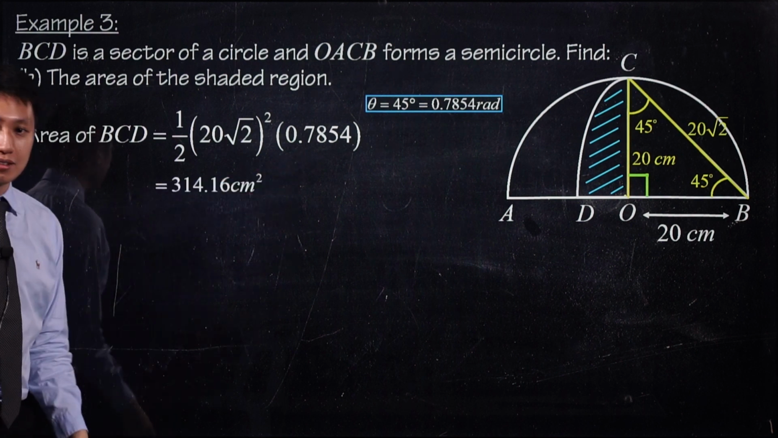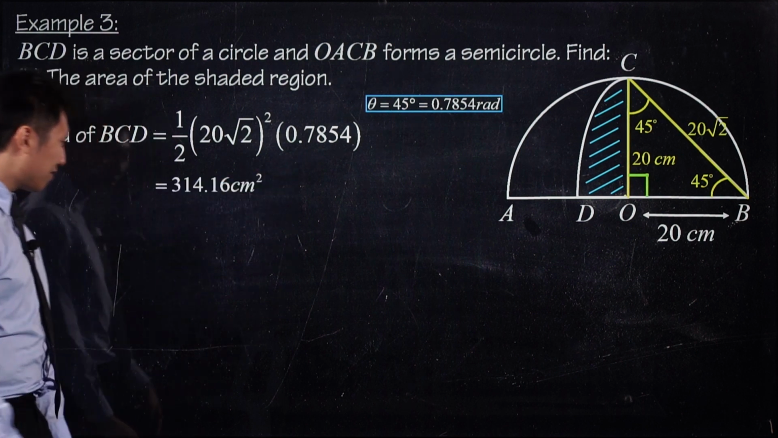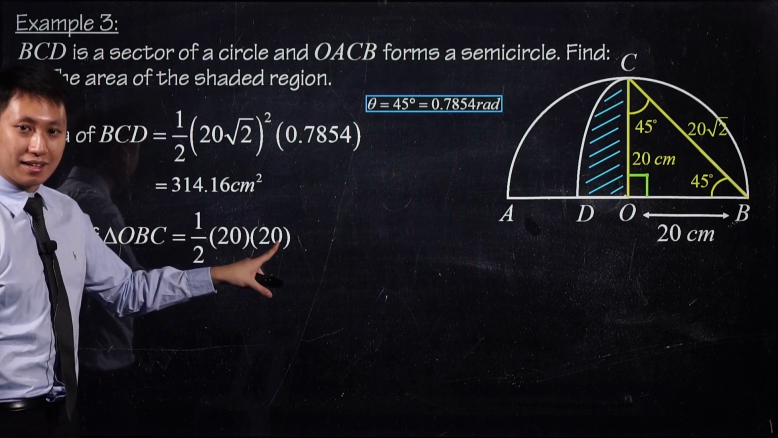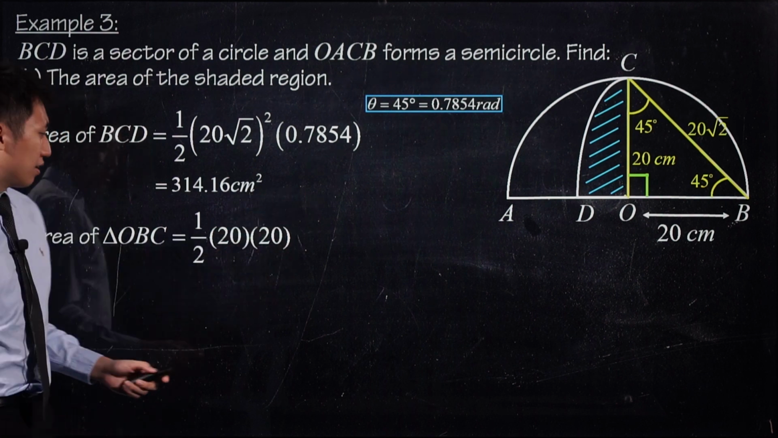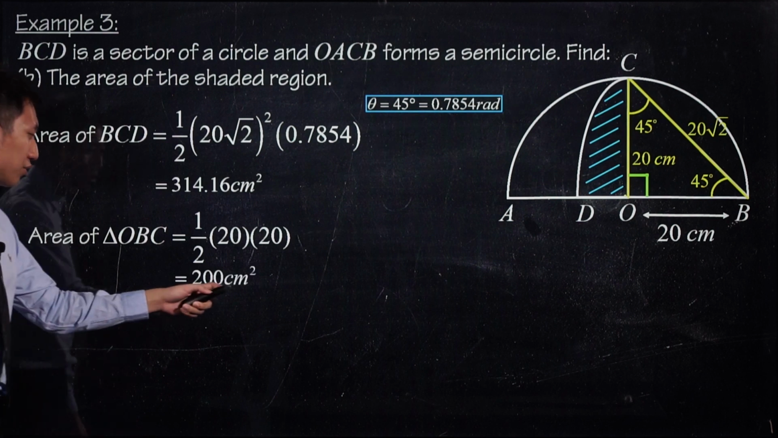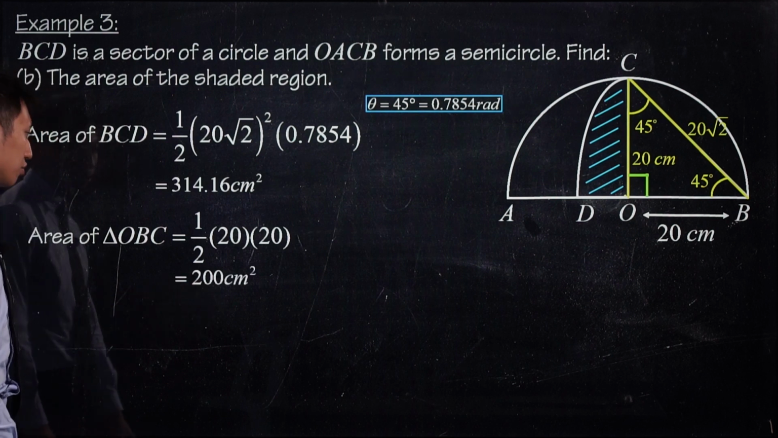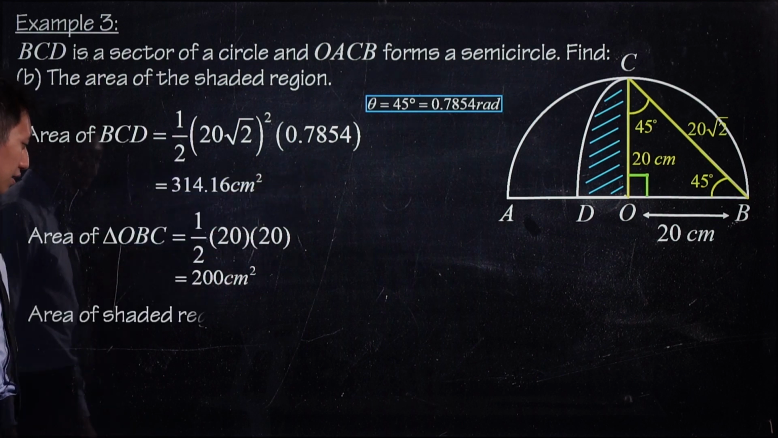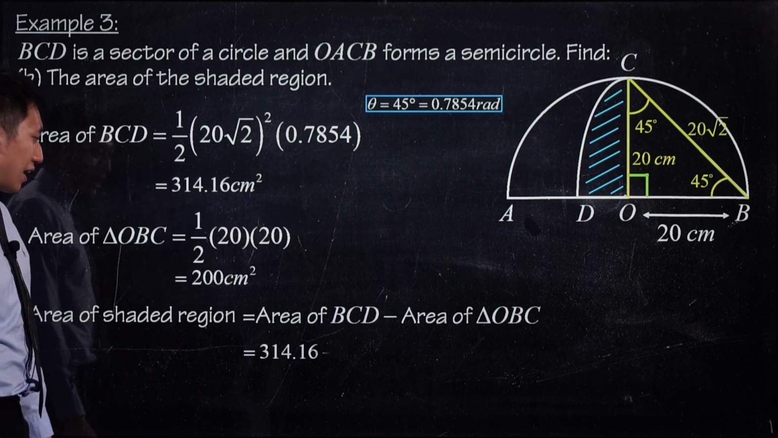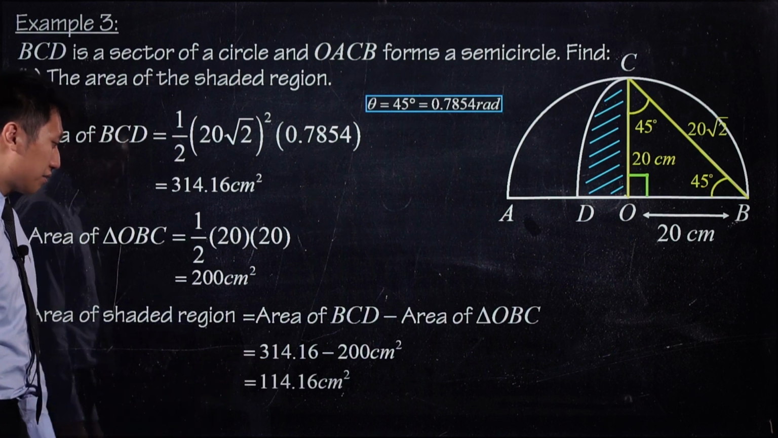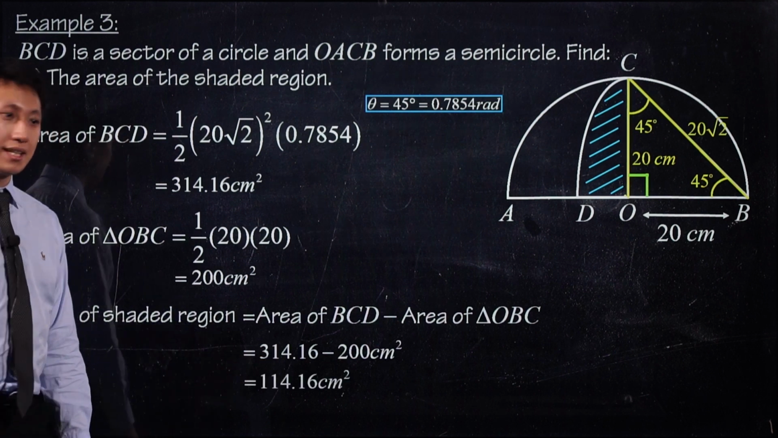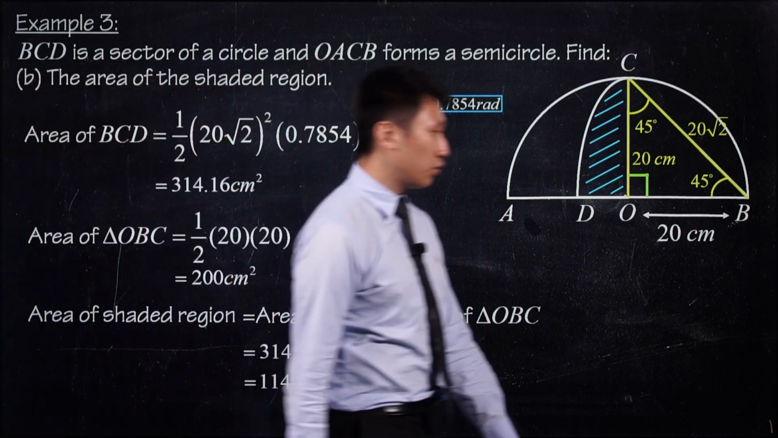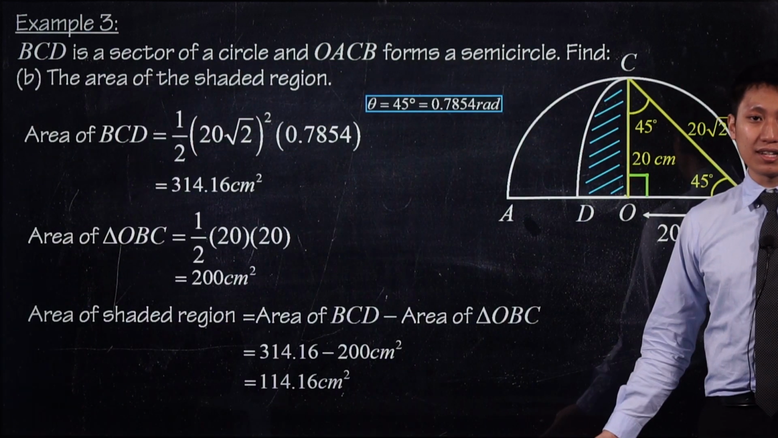Then area of a triangle. Even kindergarten can solve. Half base times height, 20 times 20, no argument. 200 cm squared. I want to find the area of the shaded region, so take this one minus this one. Also kindergarten can solve. So the answer is 114.16 cm squared.